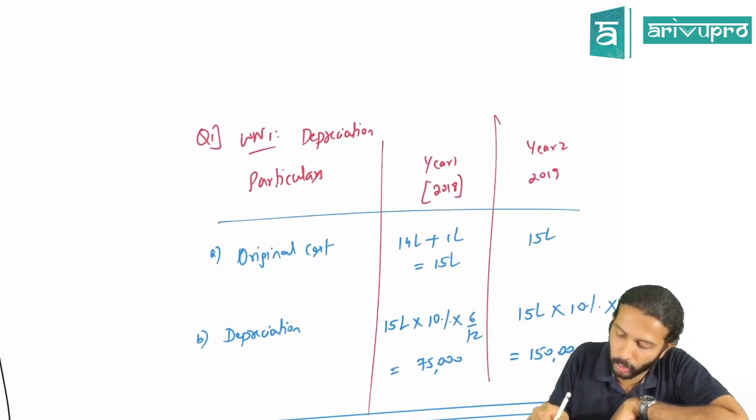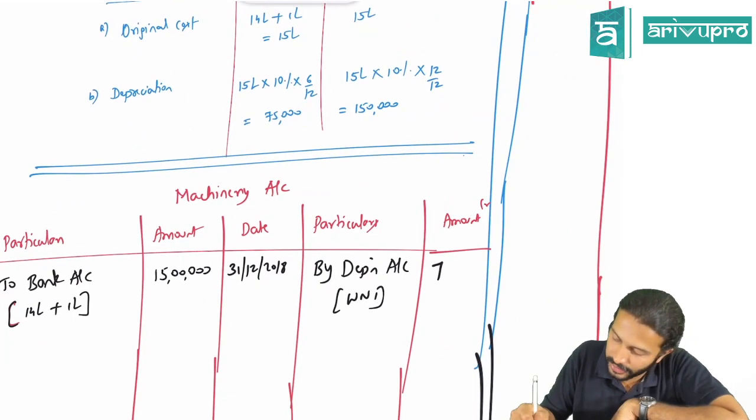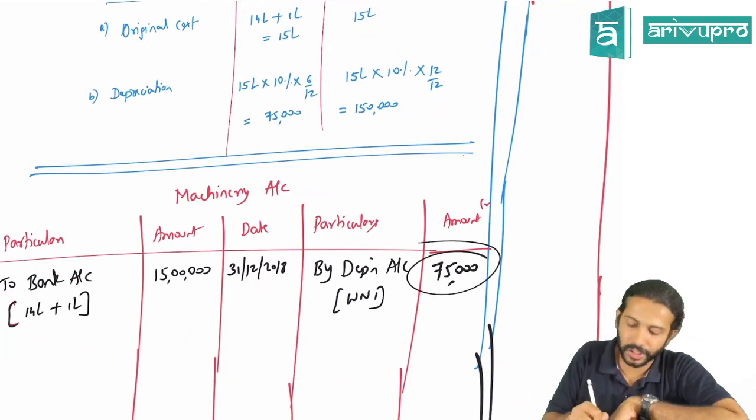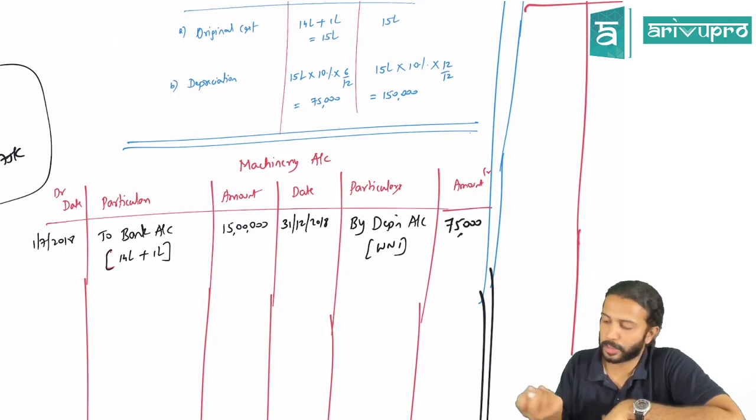This is my working note number 1. Here I have clearly calculated how much is first year depreciation. That will be 75,000. This is my journal entry. Okay? Everyone fine, no? Just the posting, that's it.